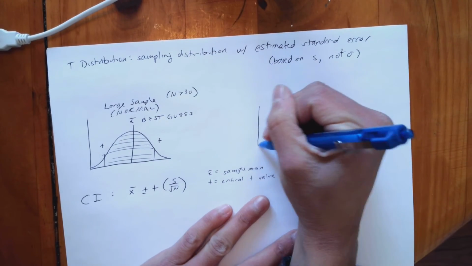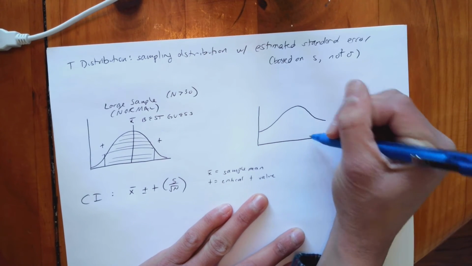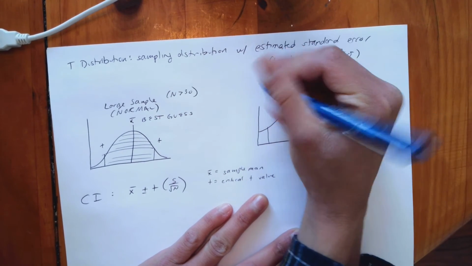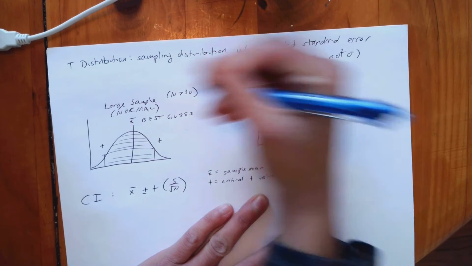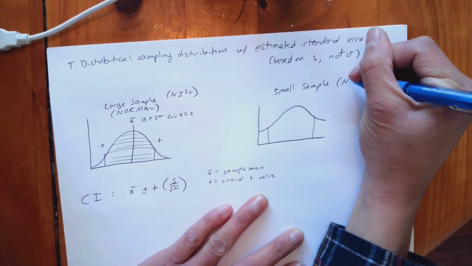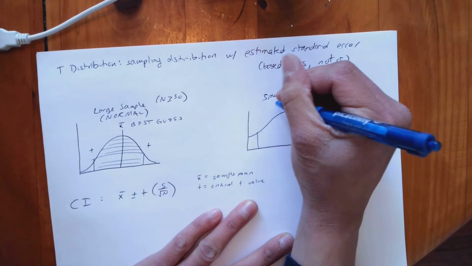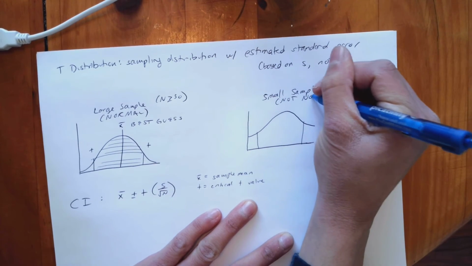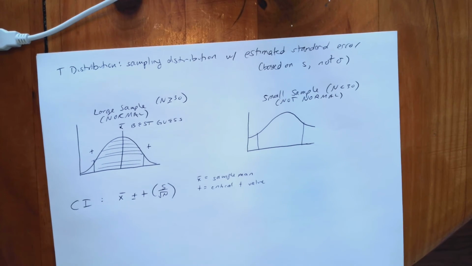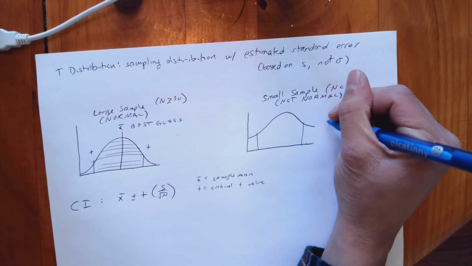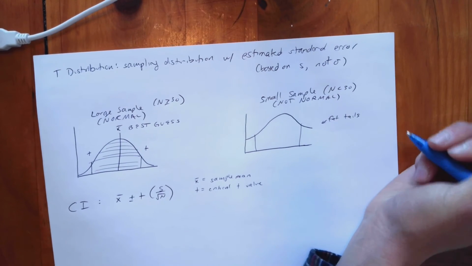And the thing that's different here is that the t-distribution changes shape based on your sample size. So when you have a small sample, a sample smaller than about 30, you have a distribution that's kind of more flat and has these fat tails. And I don't know, I think that's funny, but I do.